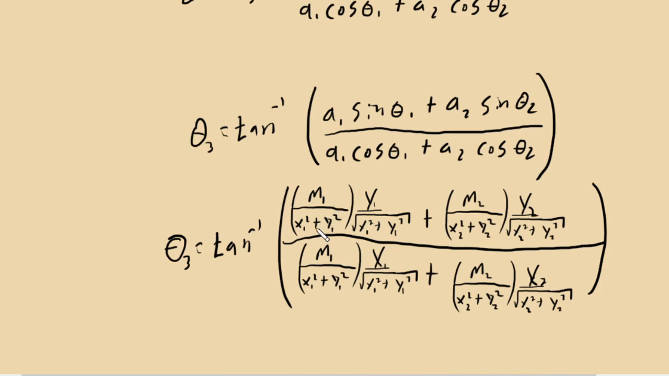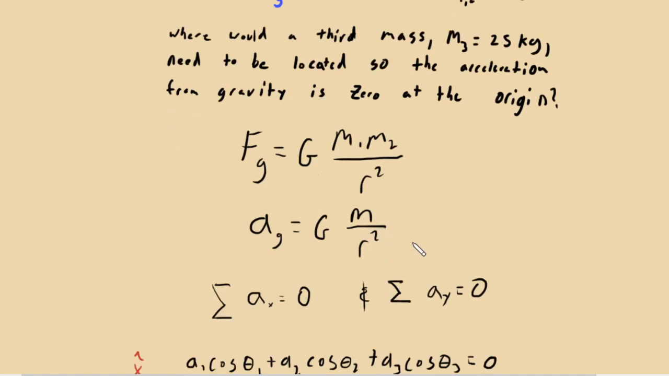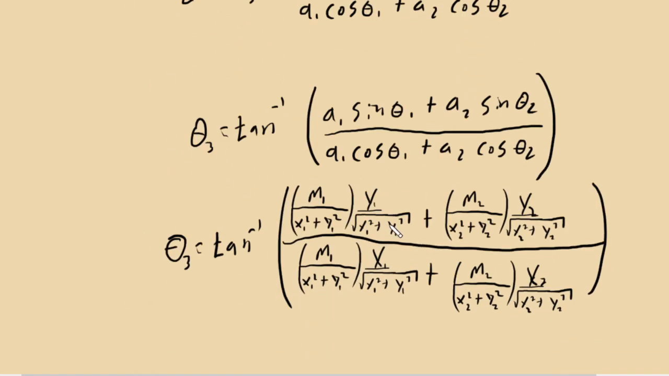We have mass 1 divided by our radius 1 squared, which is x1 squared plus y1 squared. Normally we'd have the square root, but since we had to square it because of the square here, we don't get that. And you'll notice the big G is missing in all of these, and that's because each of these terms had a big G associated with it up here.